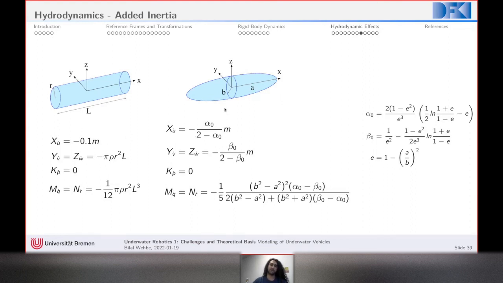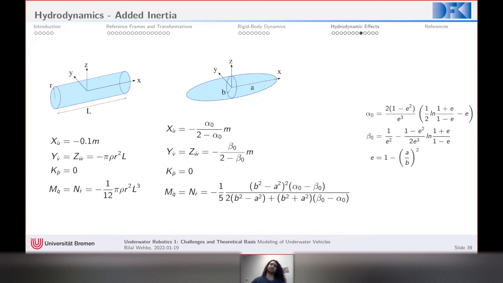However, look at how complicated it becomes when we talk about an ellipsoid. This is an ellipsoid of a fixed radius b, so it's not an ellipse spanning this x-axis. You can see how these equations become way more complicated, and imagine this for a more complex object. All right, so that's it for added inertia.